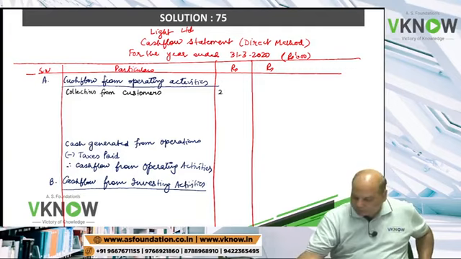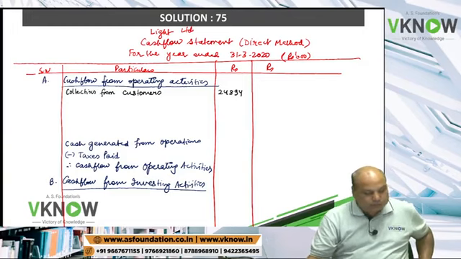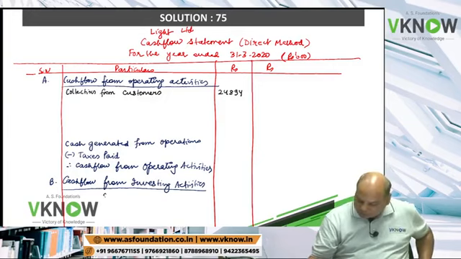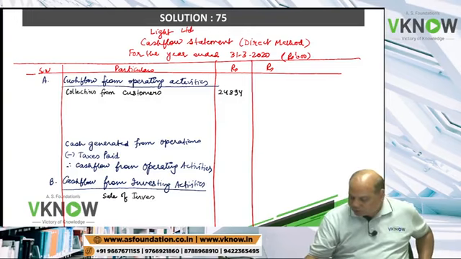24894 positive. Then sale of investment. Sale of investment is an investing activity, in point number B. And we are writing rupees in thousand. Sale of investment is 153 positive.